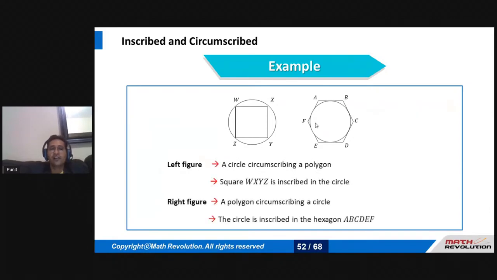In the left figure, you see a circle circumscribing a polygon, or we could say WXYZ, which is a square, is inscribed in a circle. On the right-hand side, you see a polygon circumscribing a circle, or we could say a circle is inscribed in a hexagon ABCDEF.